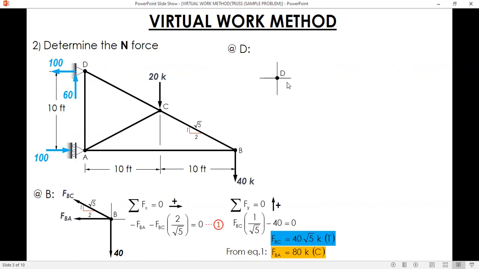So let's consider joint D. So sa joint D, the forces are reactions of 100 directed to the left, 60 directed upward, and two unknown forces. Again, as a practice, pag unknown, assume it na tension. So, FDA tension, FDC tension also. And we use the same slope sa BC. And then use conditions of equilibrium. You sum up force sa horizontal. We only have two forces, component of FDC and 100.